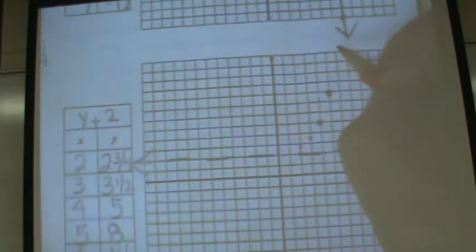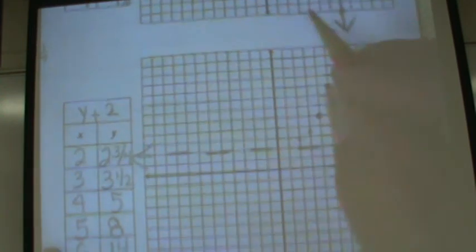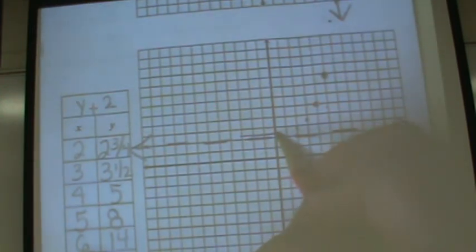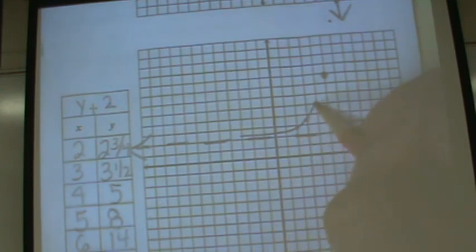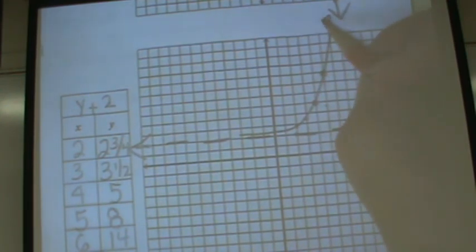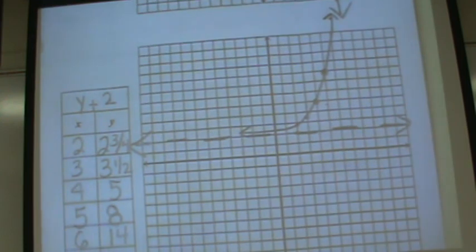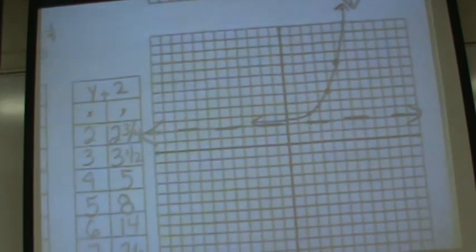And then these are off the page up here. This is going to look like this. Here's our smooth curve. And we are done. Does anyone have any questions?